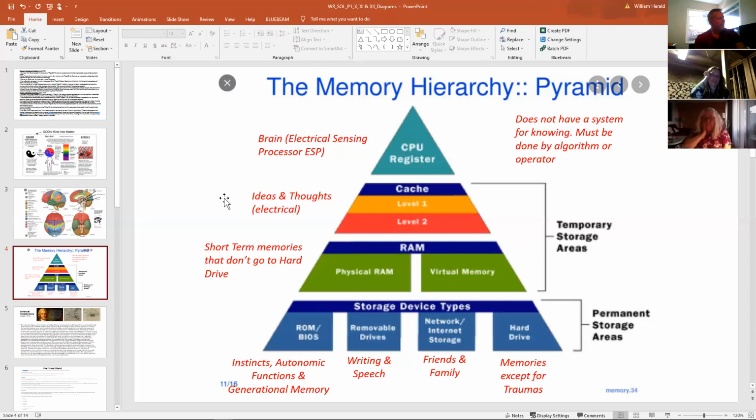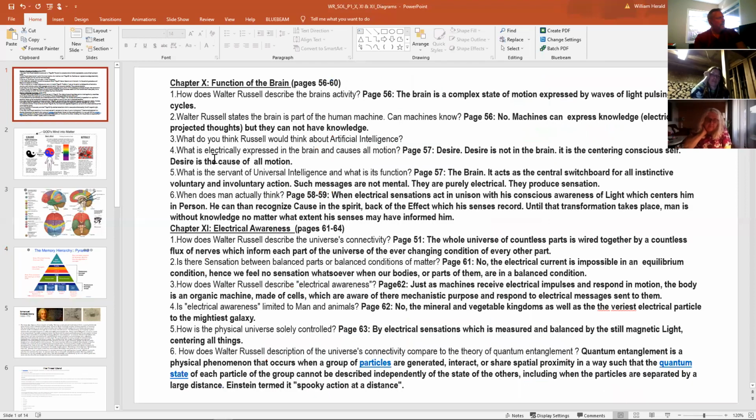It's rather enlightening. So within that, I think all of us would agree that Russell would say that artificial intelligence is not knowing. He states that machines cannot know. So the next question is, what is electrically expressed in the brain and causes all motion? On page 57, Walter Russell says desire. I don't know any machines that have desire.